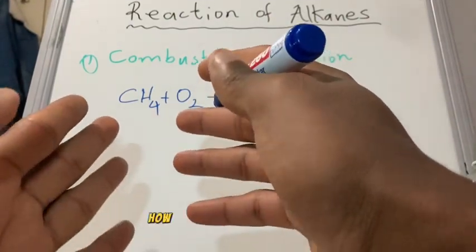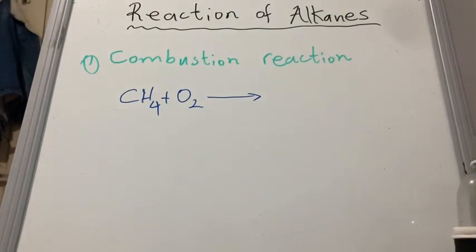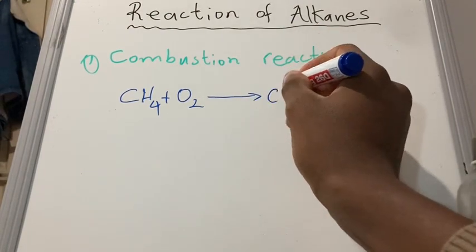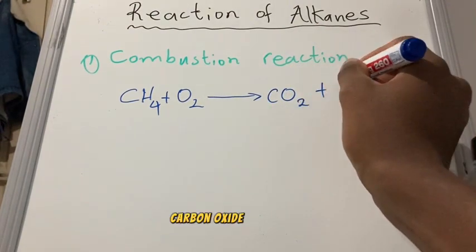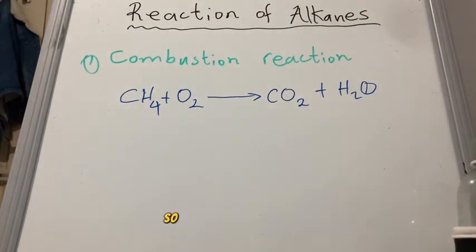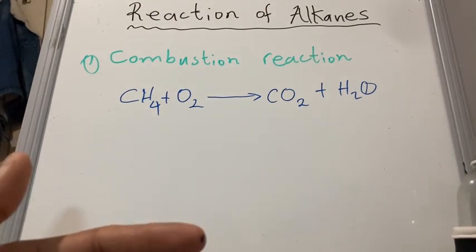So always, a combustion reaction is the addition of oxygen to an alkane. So how are we going to write our product? In this exercise, normally we will be writing the reaction and also giving our product. Always the product of a combustion reaction is carbon dioxide plus water. So maybe the only problem you have now is to balance this reaction.